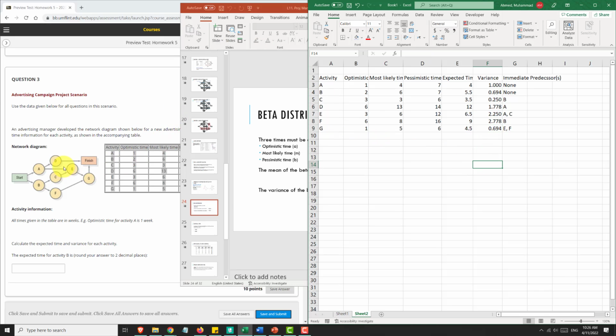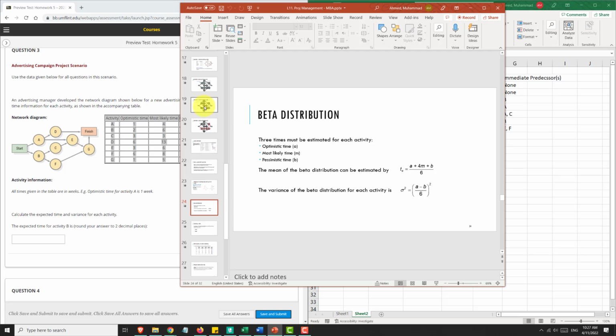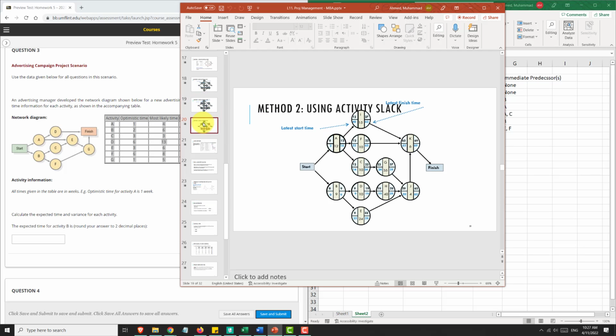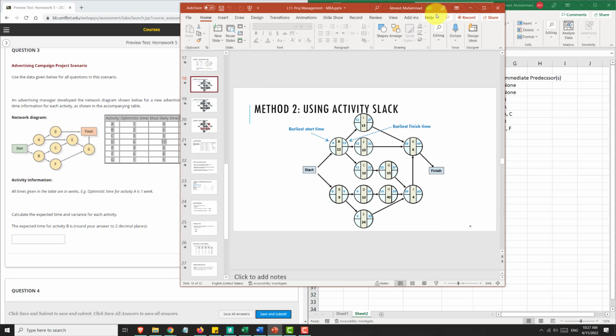Now we can go ahead and draw the diagram, but the diagram is kind of already drawn for us here, right? We are going to solve for the critical path using the forward pass and backward pass to get the slack values, which is the method shown in the slides right here. How you do the forward pass, backward pass, and how you identify slack, which is S, and how you identify the critical path. Method 2 using activity slack. So we're going to do that now.